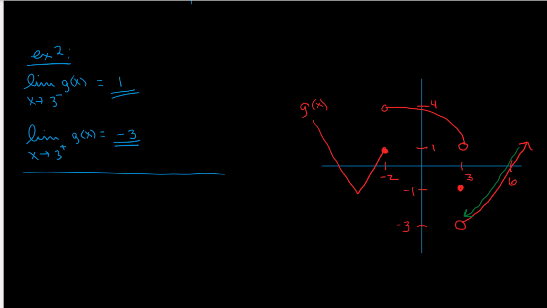If you were asked to evaluate, here comes a different question now. Pay attention to this. g of 3. Notice this is not a limit this time. This says look at the function. When x has a value of 3, what's the result? Well, x having a value of 3 is that point right there. The y value at that location is -1. So be very careful. There's a difference between a limit and evaluating the function at a point.